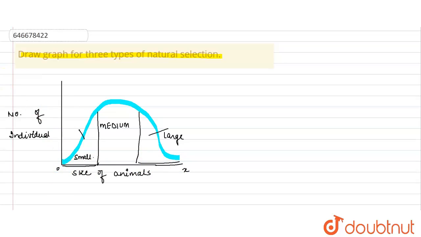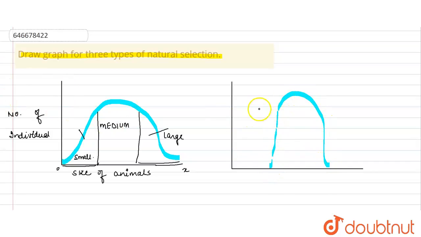So if the organisms occupy the median zone, like this over here, they have occupied the median zone rather than the extreme conditions, like the small and the larger ones were excluded and only the medium was occupied, then this kind will be called the stabilizing selection. Neither are the individuals present on the right hand side or left hand side, rather they are occupying the middle zone. So this is called the stabilizing selection.